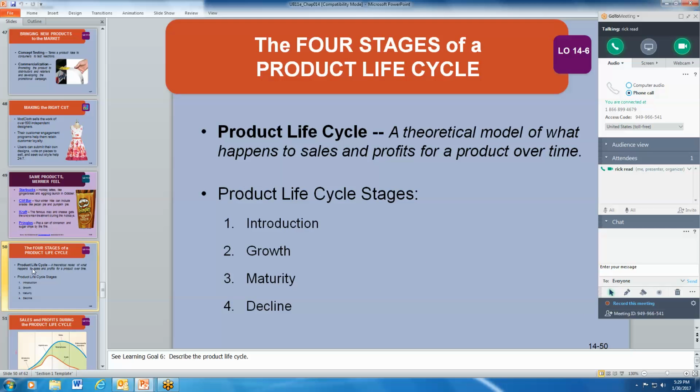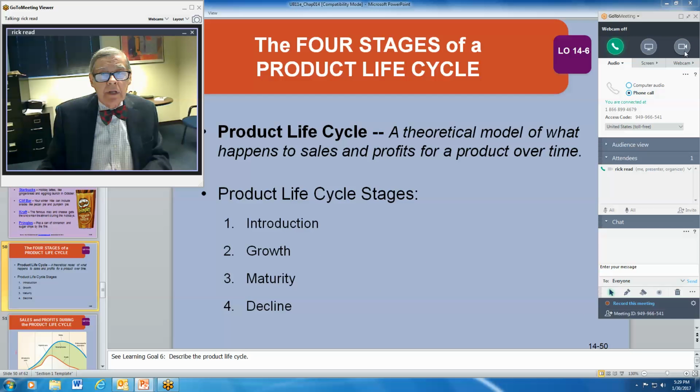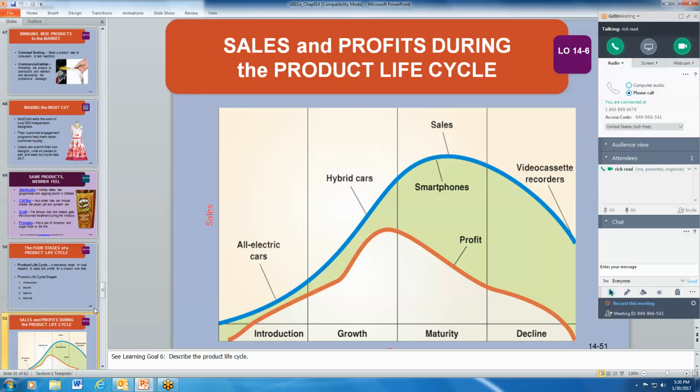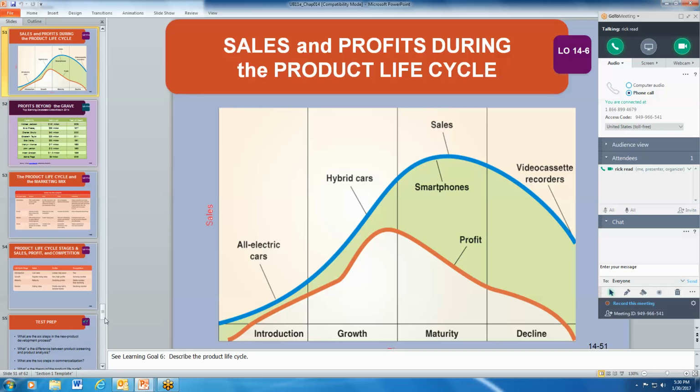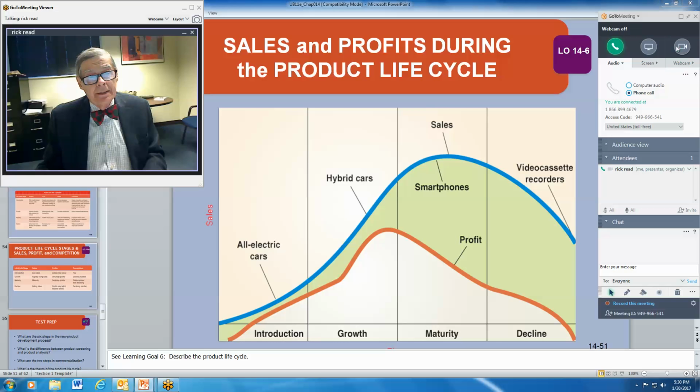Let's pass that. Now, this is a very interesting thing. These are the 4 stages of the product life cycle. And you can see the product life cycle graphically displayed in your text, figure 14.4 at the top of page 405, with introduction, growth, maturity, and decline. Again, this is the graphic display that you can see in your text.